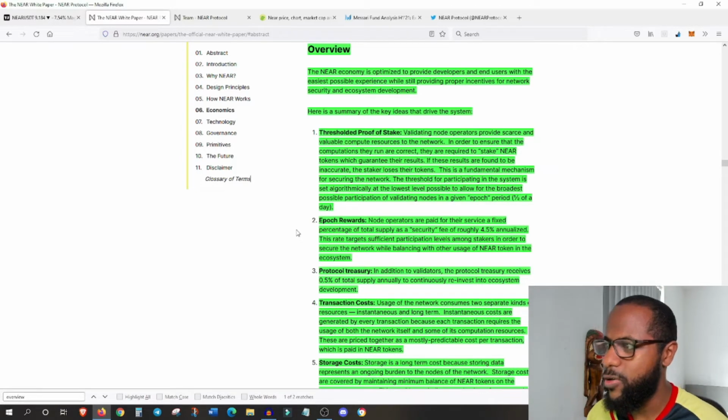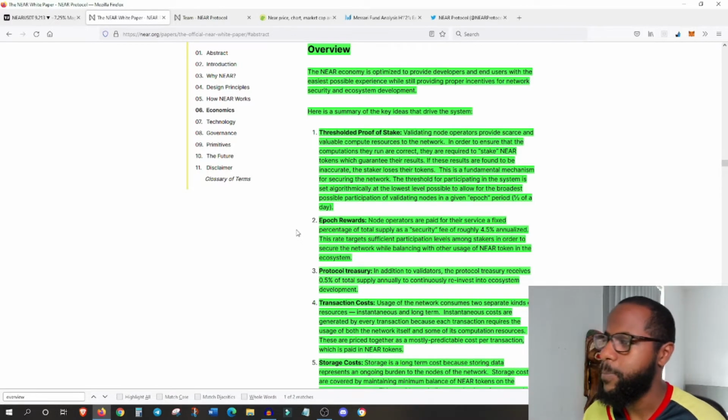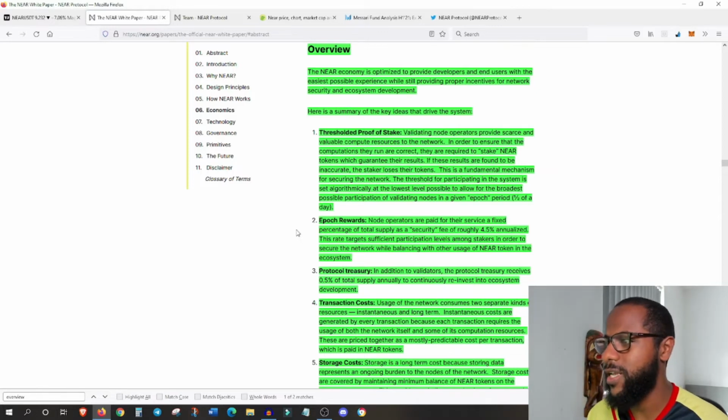So validator node operators provide scarce and valuable compute resources to the network in order to ensure that the computations they run are correct. They are required to stake Near tokens, which guarantee their results. If these results are found to be inaccurate, the staker loses their tokens. So they have to provide, of course, accurate information. Otherwise, they get punished. This is a fundamental mechanism for securing the network. The threshold for participating in the system is set algorithmically at the lowest possible level to allow for the broadest possible participation of validator nodes in a given epoch, so half a day.